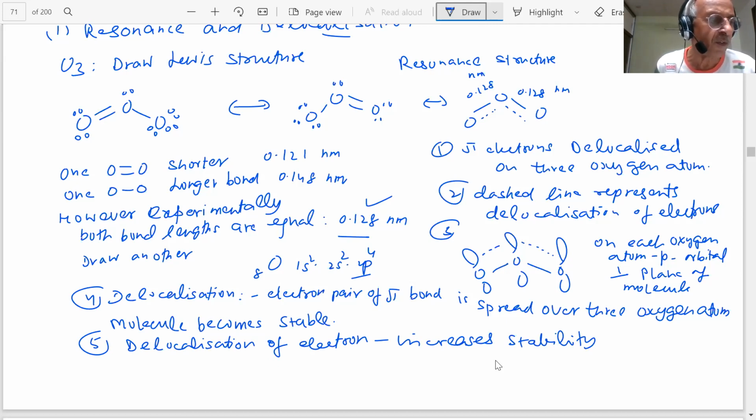So the sideways overlap becomes a pi delocalized system. Electrons in the system do not belong to any one atom but are delocalized over the whole molecule, and this will give more stability. This provides more stability, students, to the molecule.